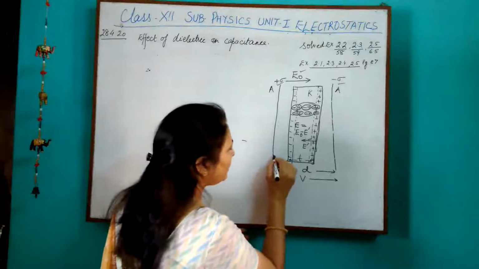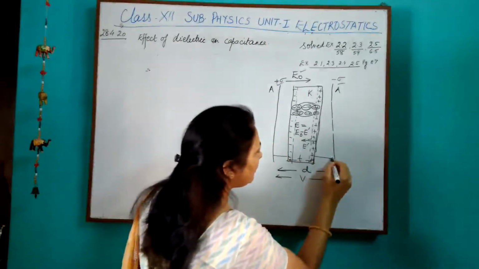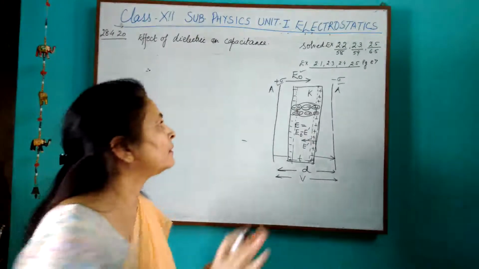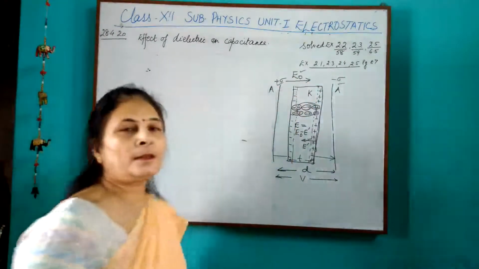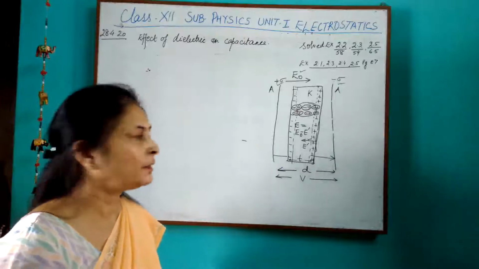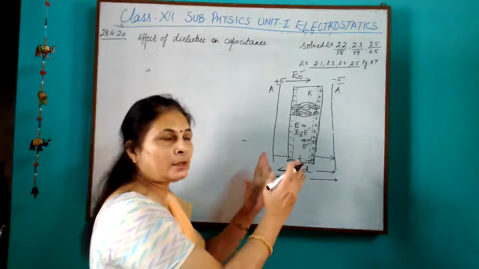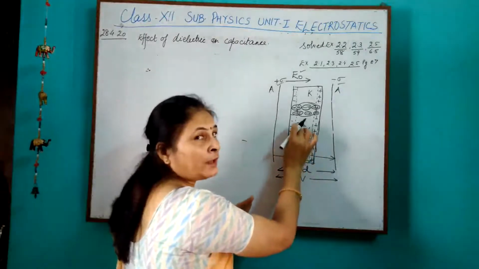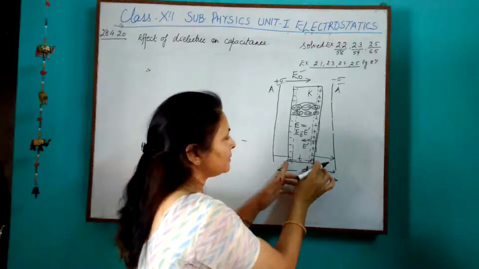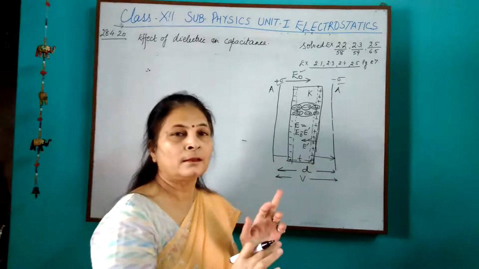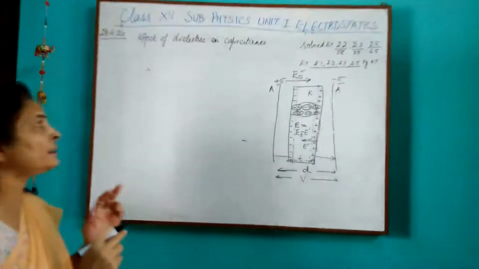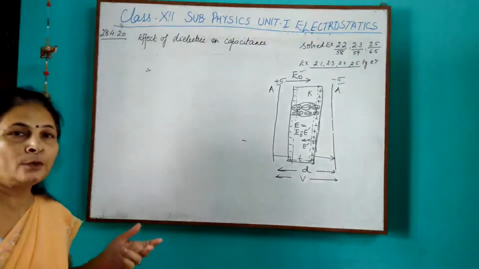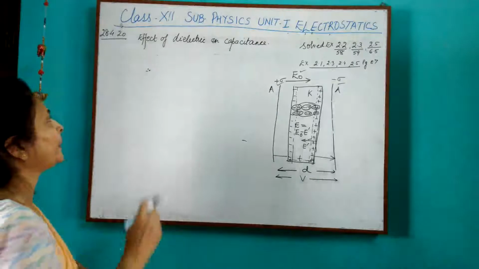In the place where the slab is not there, the electric field is E naught. The distance or the space where the electric field is E is T. How had we calculated the capacitance? Q is equal to CV. So C is equal to Q upon V.